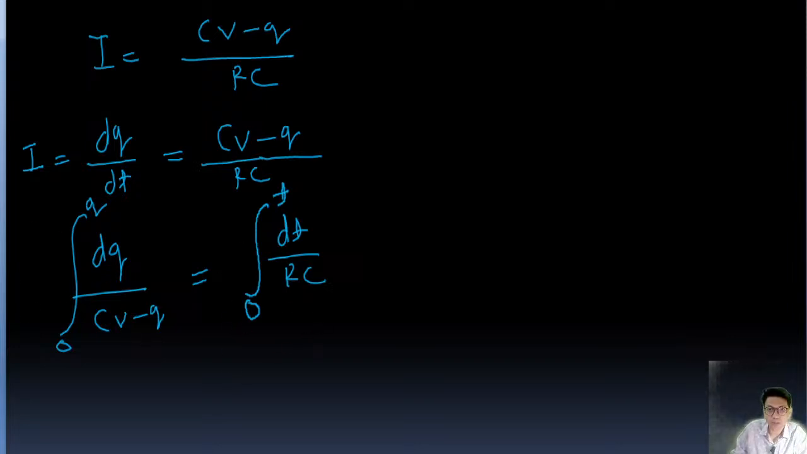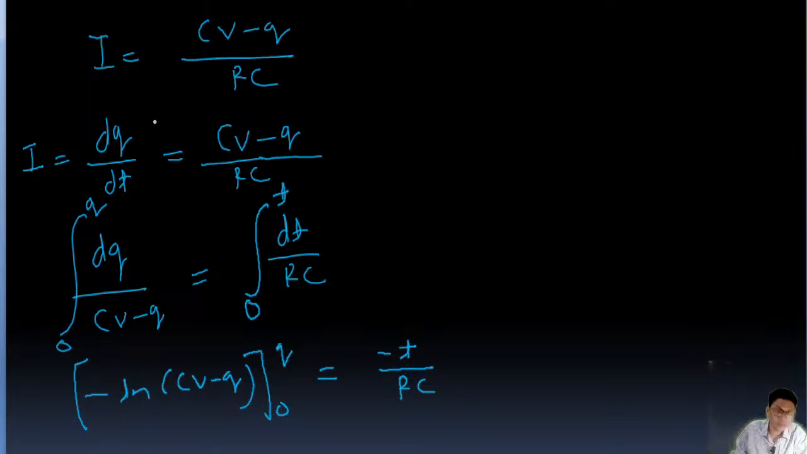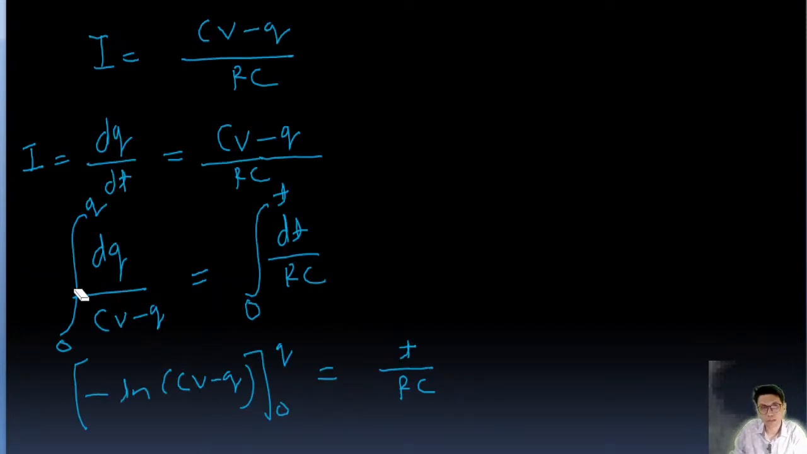So this is going to be minus ln of CV minus Q, with limits 0 to Q, equal to minus t upon RC, or just t upon RC. This integration is from 0 to Q, guys, right?